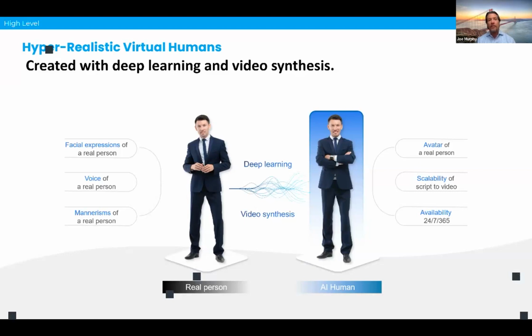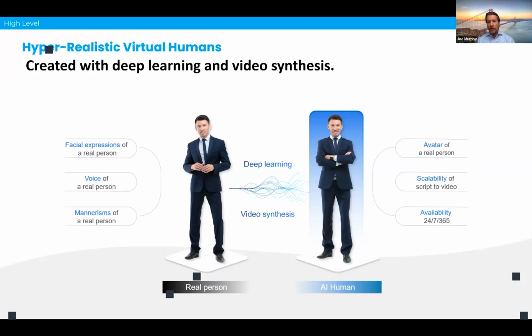So at the highest level, DeepBrain AI creates what we call hyper-realistic virtual humans. Essentially, these are AI models that are text input and video output. These models are based on real people, or they can be based on virtual people. What you see in this graphic here is we take a real person and everything that makes them unique, from their facial expressions, their voice, their mannerisms, how they move their hands when they speak, that's part of our training data that we use to build the model.